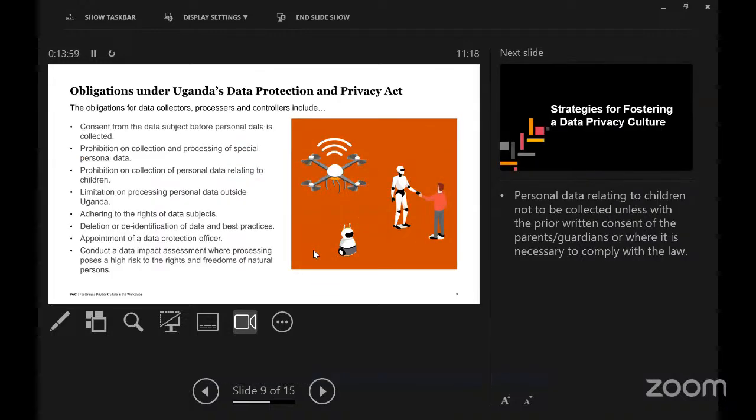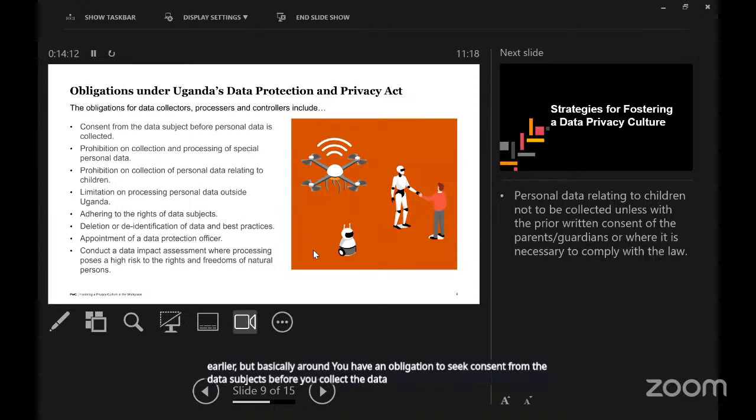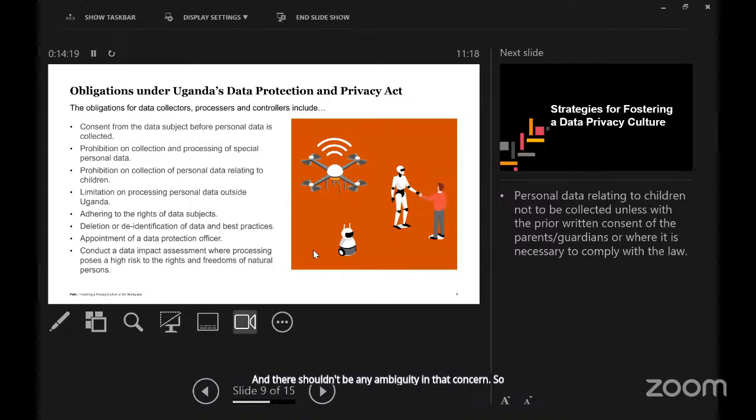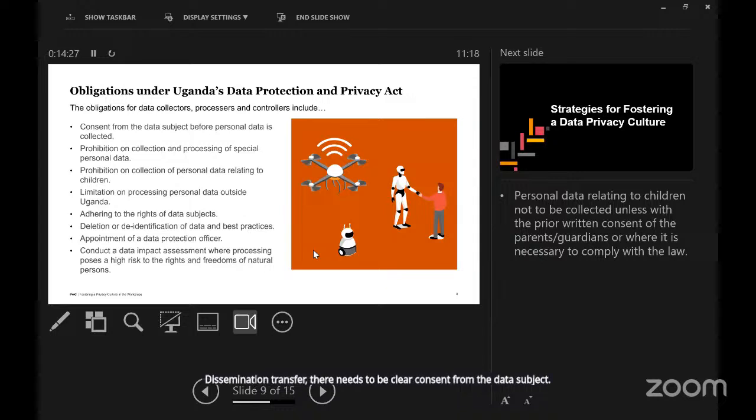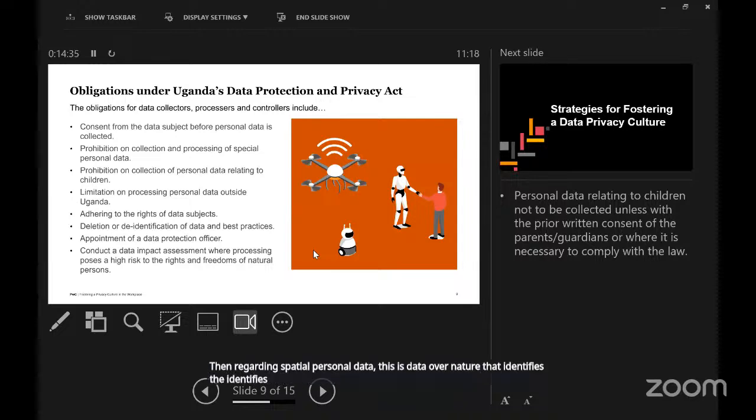Then under the Act also, we have specific obligations, which I have touched on earlier, but basically around consent. You have an obligation to seek consent from the data subjects before you collect the data, and that consent needs to be explicit. It needs to be expressed, it needs to be informed, and there shouldn't be any ambiguity in that consent. So along the channel of data collection, processing, dissemination, transfer, there needs to be clear consent from the data subject. Then regarding special personal data, this is data of a nature that identifies the data subject's personal, really sensitive data.